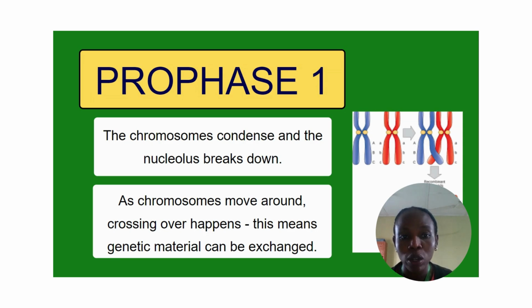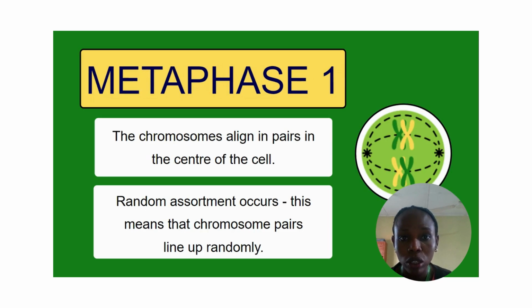During the prophase phase one, you can see on your screen, the chromosomes condense and the nucleus breaks down. As the chromosomes move around, crossing over happens. Crossing over means that the genetic material can be exchanged between the chromosomes, as you can see on the screen. Now, during the metaphase phase one, the chromosomes are lined up in pairs in the center of the cell. And here, random assortment occurs. What do I mean by random assortment? It means that the chromosome pairs line up randomly.